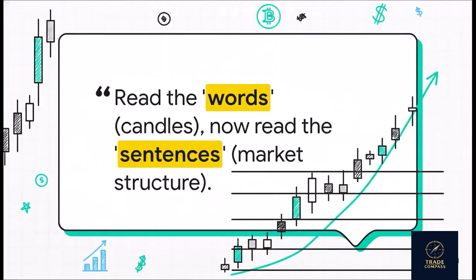Okay, so in the last part, we got you reading the words of the market, right? Those individual candles. Well, now it's time to level up. We're going to learn how to read the sentences, the actual market structure. This is where we start seeing the bigger picture, the whole story the chart is trying to tell us. And honestly, this is where it starts to get really interesting.